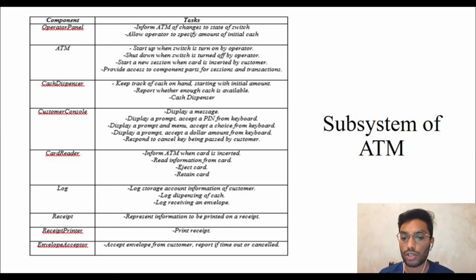Log stores account information of the customer. Receipt represents information to be printed on a receipt. And receipt printer prints a receipt. Envelope acceptor accepts an envelope from the customer, and reports if it times out or is cancelled. So these are the tasks of the subsystems of ATM and CDM.